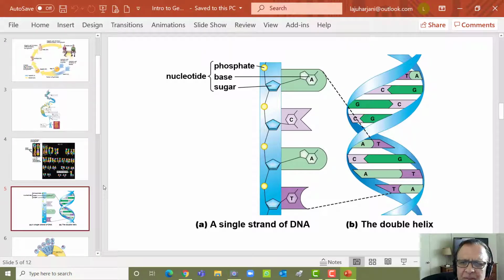The A will match up with the T, the C will match up with the G, the A will match up with the T, and the T will match up with the A. So you can see that on the right side. That's how it forms. And then you spiral it and you end up with what is known as the double helix. So double because it's got two strands, helix because it's like a spiral staircase. Okay, so that's how you see nucleotides.